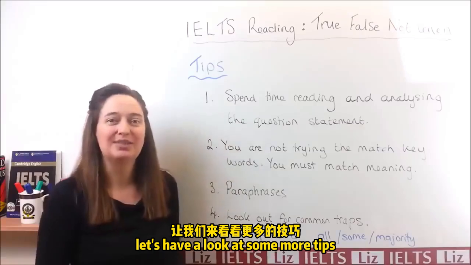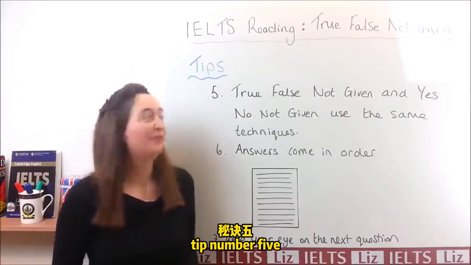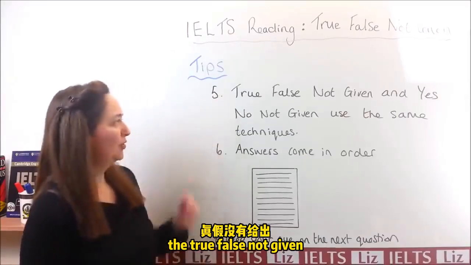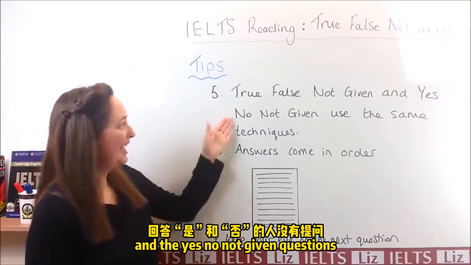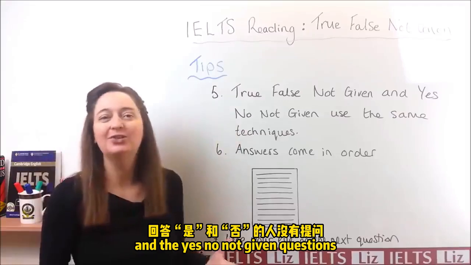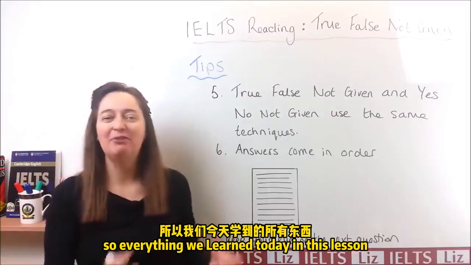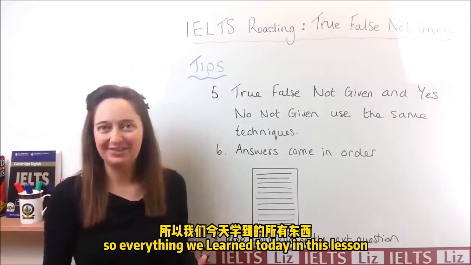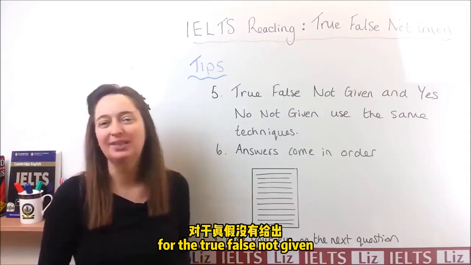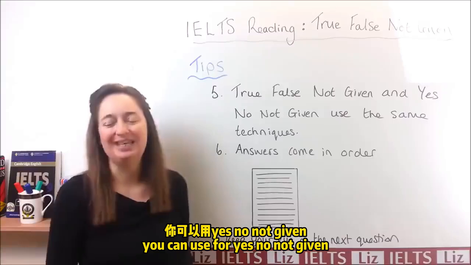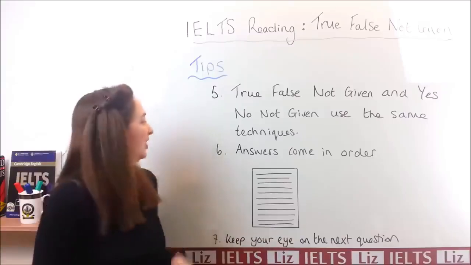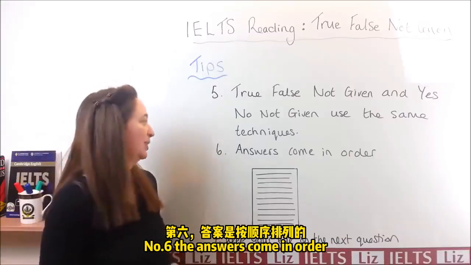Let's have a look at some more tips. Tip number 5. The true, false, not given and the yes, no, not given questions use the same technique. So everything we learned today in this lesson for the true, false, not given, you can use for yes, no, not given.